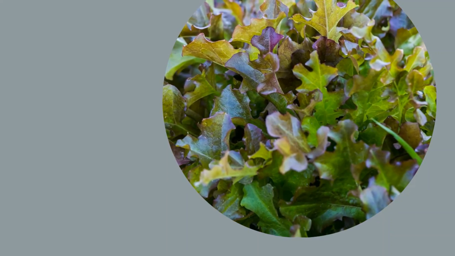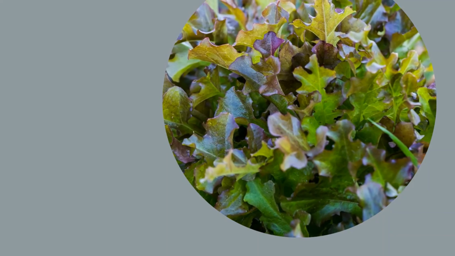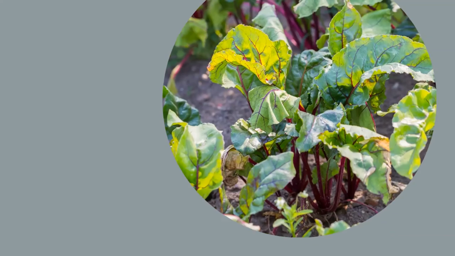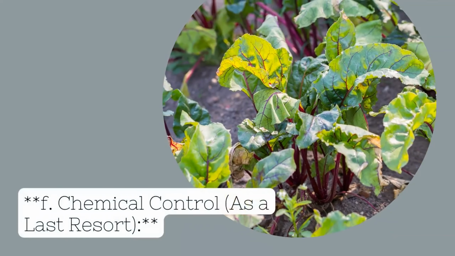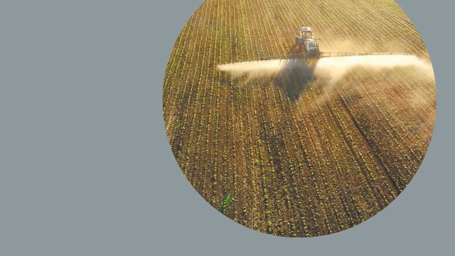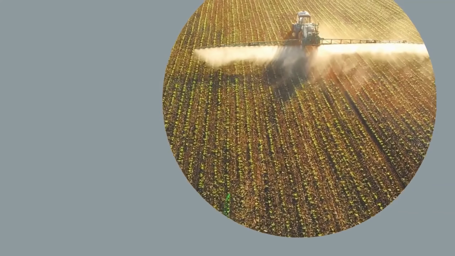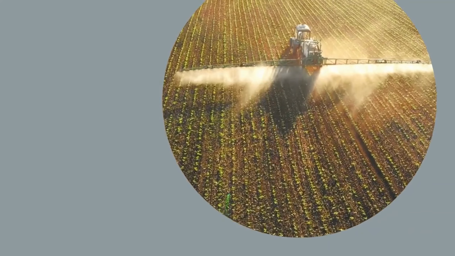D. Natural predators and beneficial insects. Encourage the presence of natural predators and beneficial insects in your corn fields. These include ladybugs, parasitic wasps, and predatory beetles that feed on pests. Creating a diverse and balanced ecosystem can help keep pest populations in check.